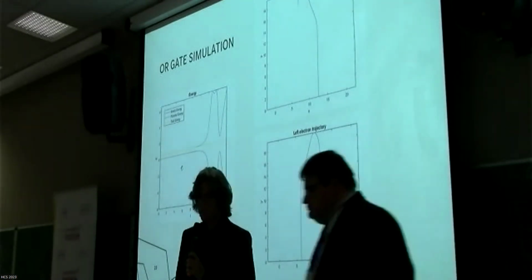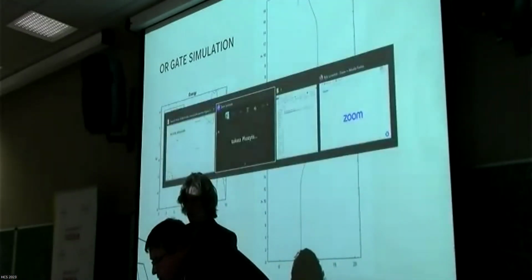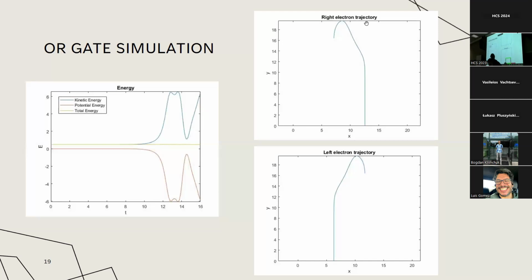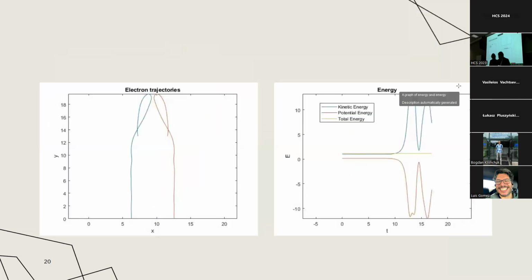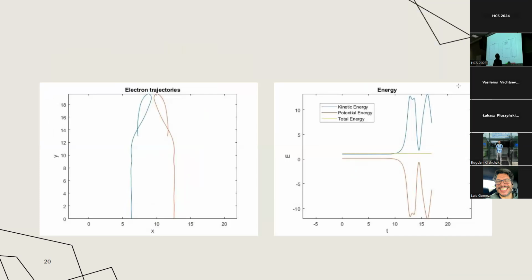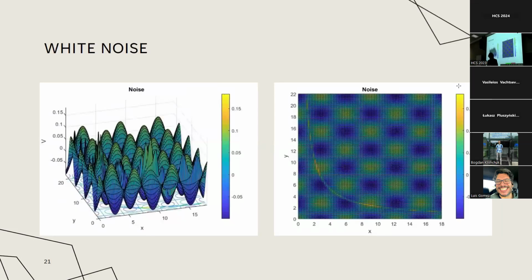And also we can see that the energy is conserved in this condition. Next, we performed a simulation when two electrons were fired simultaneously. And also here we can see that they will give our logical output of 1. And also the energy is conserved here.